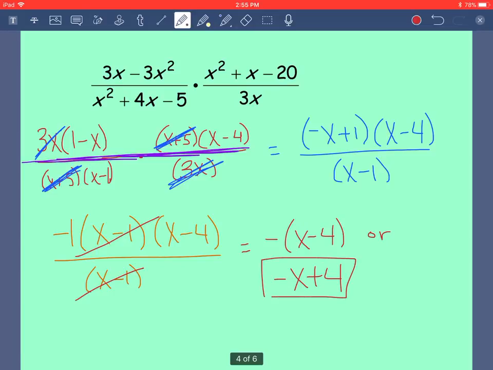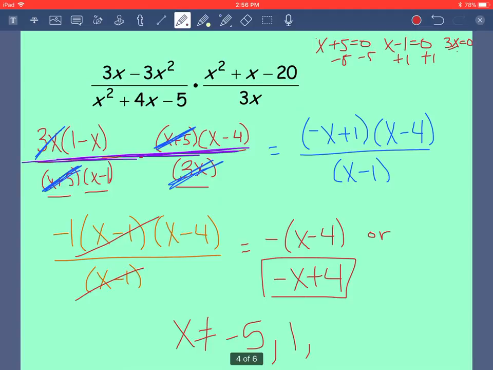Now, for our excluded values, you're going to use all three of your terms that are in your denominator. So you would do x plus 5 equals 0, x minus 1 equals 0, and 3x equals 0. So subtract 5. So x should never equal negative 5. Add 1. X should also never equal positive 1. And divide by 3. And x should also never equal 0. So we've got three excluded values of negative 5, 1, and 0, and we simplify to be negative x plus 4.